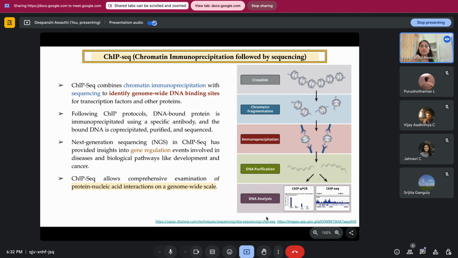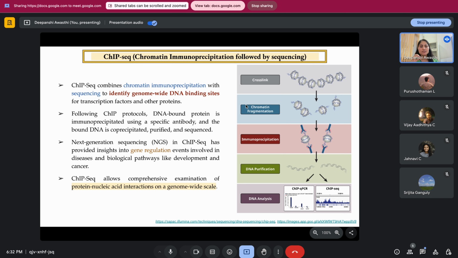Now let's begin with ChIP-Seq, which is the first method. ChIP-Seq is chromatin immunoprecipitation followed by sequencing. As in the right figure, you can see that firstly there will be cross-linking. This is the first step where DNA is cross-linked with the protein. In this case the example is given of the genome which is already cross-linked with the histone proteins. We are not specifically giving any protein and cross-linking it.